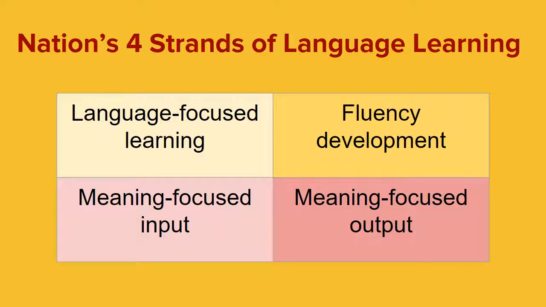All of these theories of second language acquisition can come together in what language researcher Paul Nation proposes as the 4 strands of language learning. And Nation was really interested in better understanding how can we design experiences that best help learners acquire language. And so he has said that all language learning should have 4 components. And this table represents those 4 components.